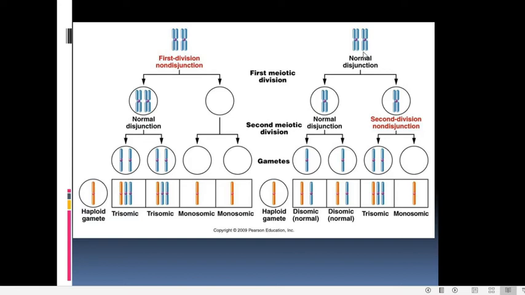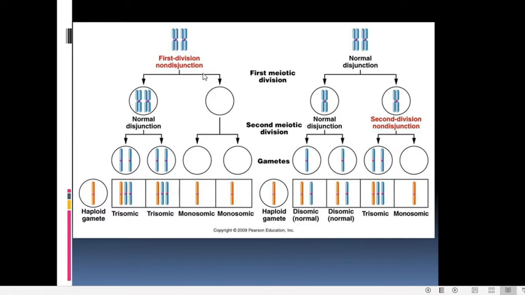So in the first step, or in the first disjunction, one homologue of each pair is getting separated. In the second disjunction, each chromatid of the chromosome will be separated. So thereby the parent cell will be starting with 2 chromosomes and the daughter cell or the gamete will be ending with 1 chromosome. So this is what happens during normal meiosis. Now we will go to certain abnormal conditions where abnormal disjunction occurs. Disjunction means a separation of chromosomes.